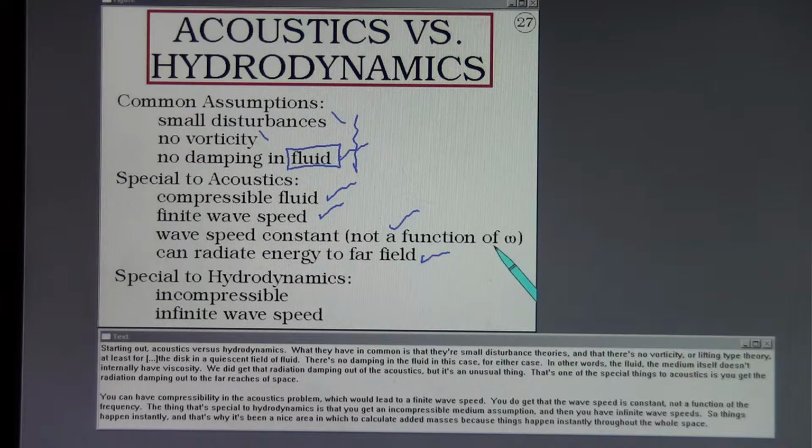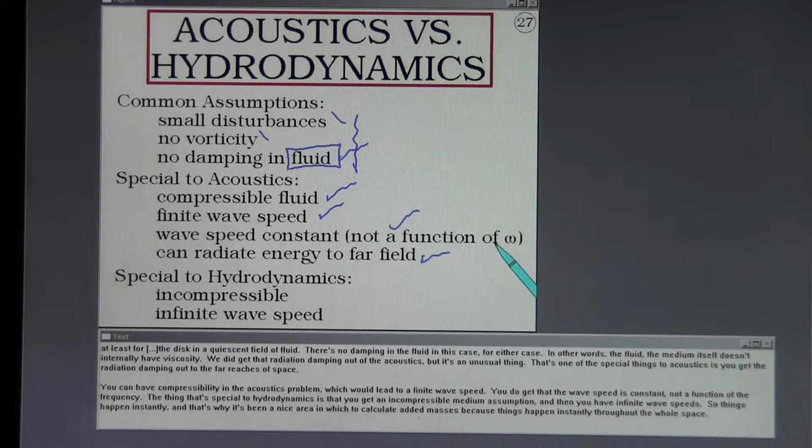The thing that's special to hydrodynamics is that you get an incompressible medium assumption, and then you have infinite wave speeds. So things happen instantly, and that's why it's been a nice area in which to calculate added masses, because things happen instantly throughout the whole space.